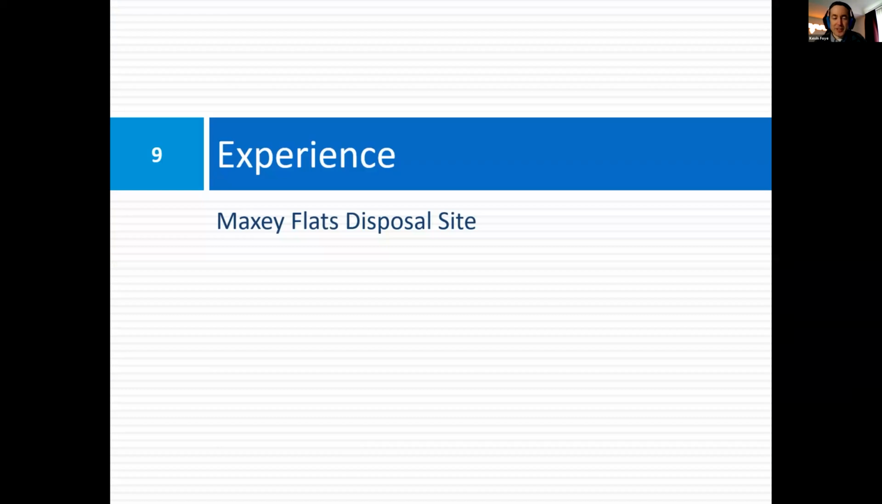So that's a big difference. And so there's a huge difference in the risk regime for an unlined site versus a lined site as a result.